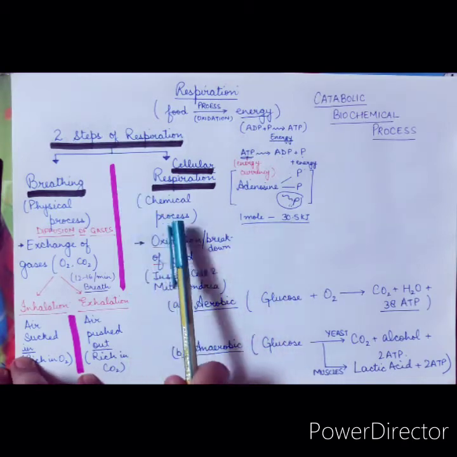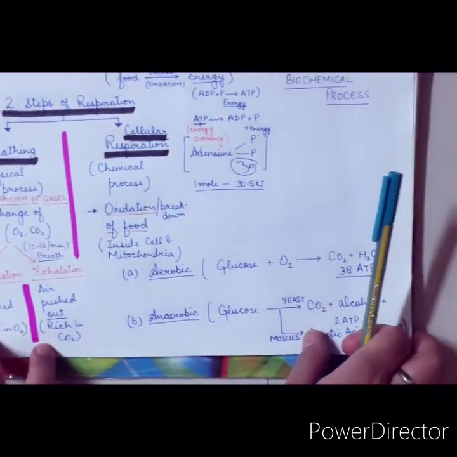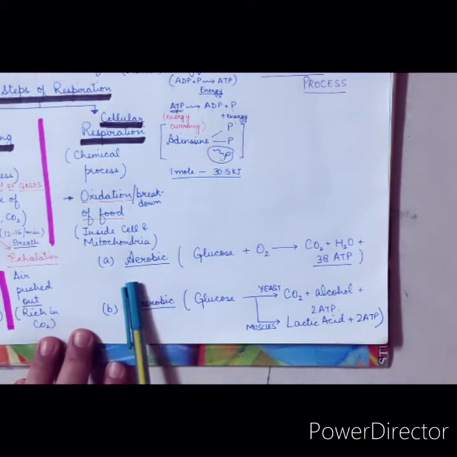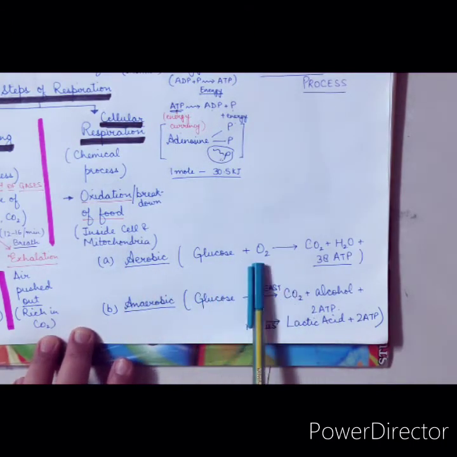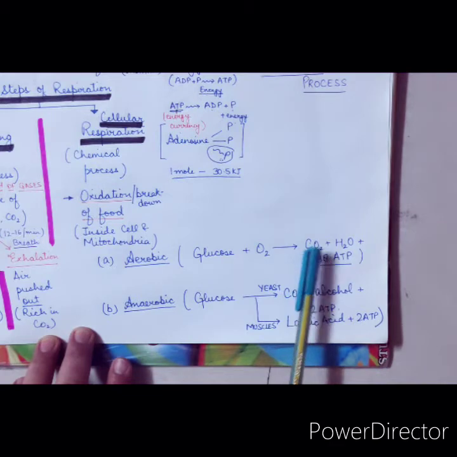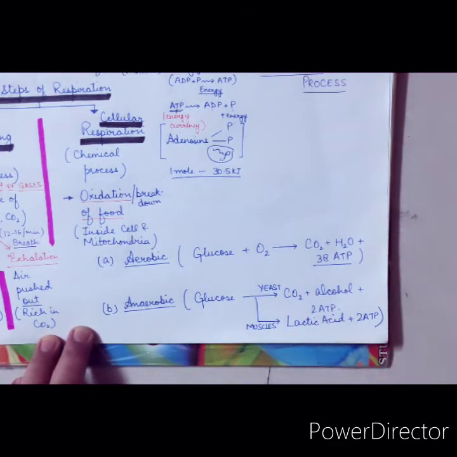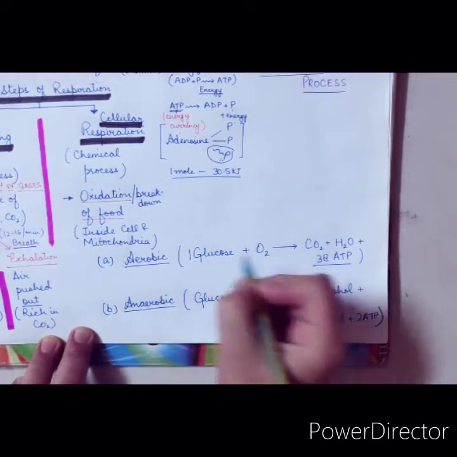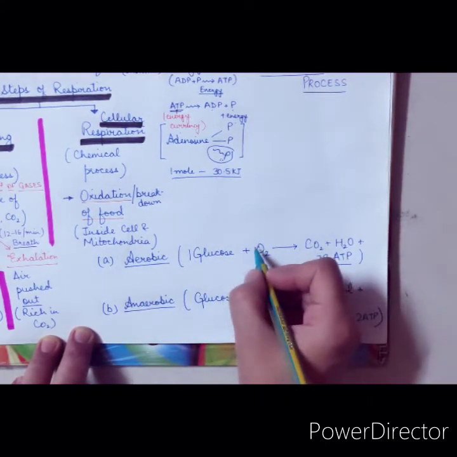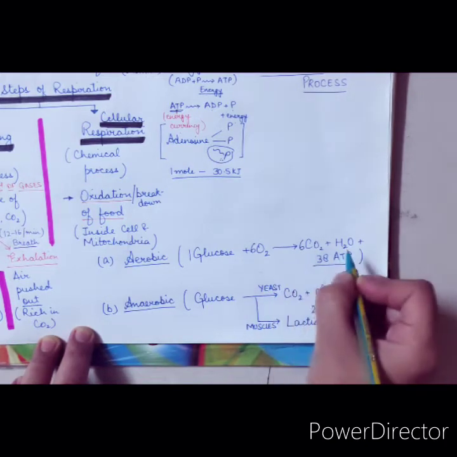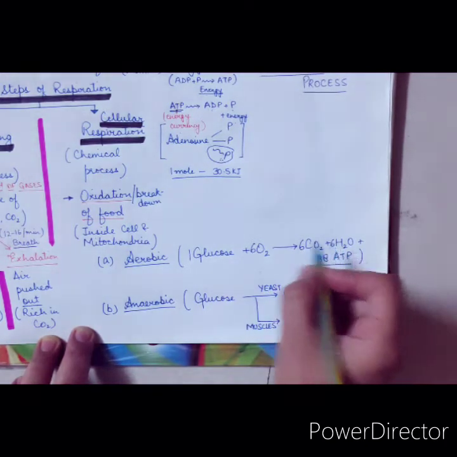That is why cellular respiration is further divided into 2 categories. One is aerobic respiration, when the glucose gets oxygen and it is broken down into carbon dioxide and water to release 38 ATP molecules. 1 molecule of glucose utilizes 6 oxygen molecules and releases 6 carbon dioxide and 6 molecules of water.